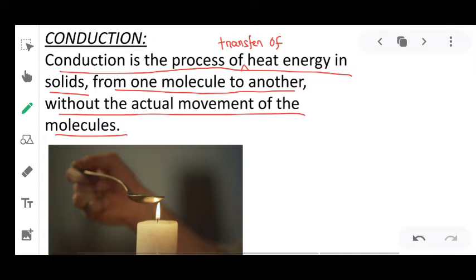In solids, we all know that molecules are tightly packed and they are not free to move, but they are free to vibrate. So when one part of the solid is heated, the molecules start vibrating, and each molecule shares its energy. Each molecule transfers the heat energy to its adjacent molecules.